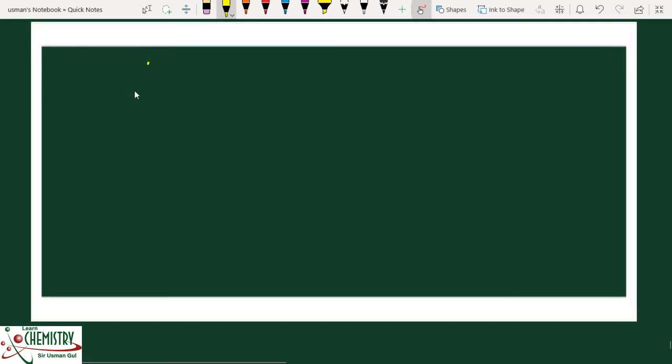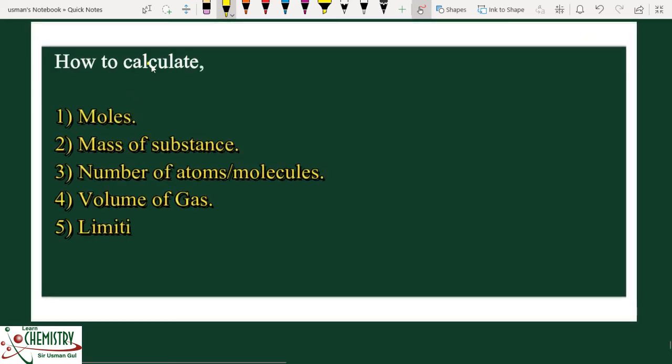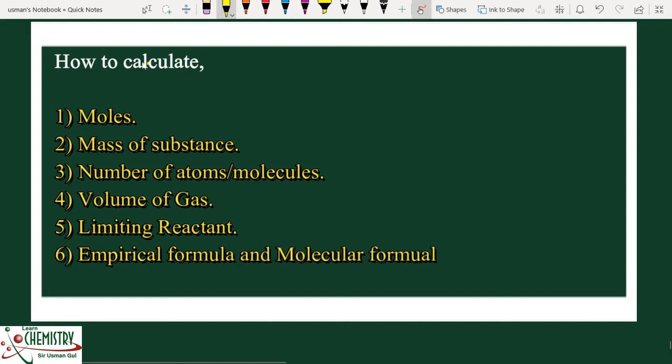In this lesson, I will explain how to calculate moles, mass of substance, number of atoms or molecules, volume of gas, limiting reactant, and in the last I am going to explain the empirical formula and the molecular formula. So watch this video till the end so that you can get very useful information.